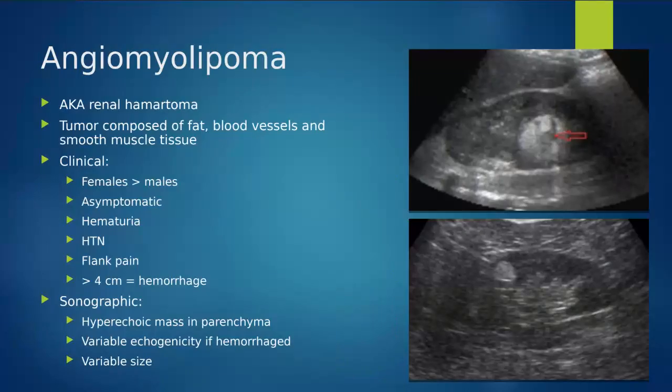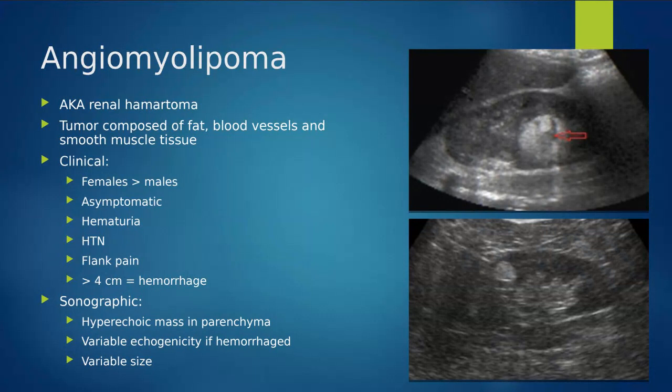Next, we have an angiomyolipoma. These are so cute. I love finding these. These are also known as renal hamartomas. They are made up of angio, myo, and lipoma, hence the word. Fat, blood vessels, and smooth muscle cells. So fat is the lipoma, blood vessels is the angio, and smooth muscle cells is the myo. So it tells you what it's made up of in the name.